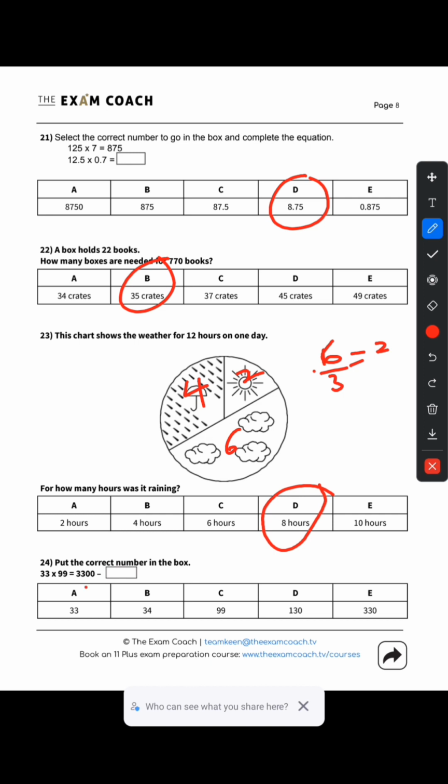Put the correct number in the box. 33 times 99 equals 3,300 minus dash. Okay, so 33 times 99 means 33 in 99 places. 3,300 was gotten by saying 33 times 100. So to make it 99, you remove one 33. So that will be minus 33. So what will be here should be minus 33. The answer for this will be A.